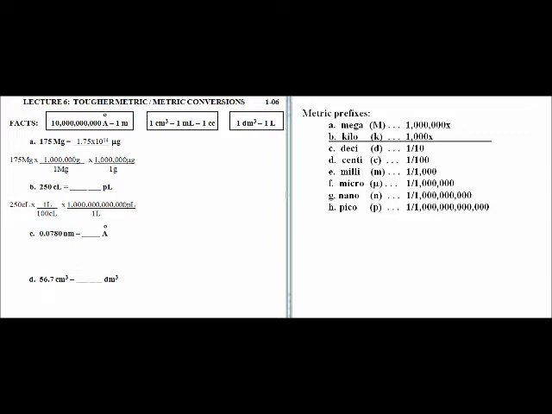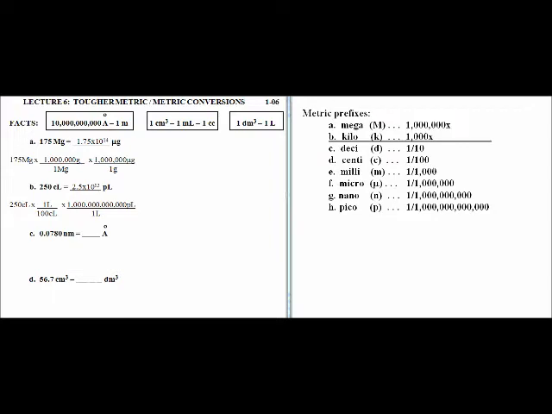You'll see that the centiliters and the liters cancel out. 250 centiliters is equal to 2.5 times 10 to the 12 picoliters. You'll see because we started with 2 significant figures, our answer also has to have 2 significant figures. Our next problem focuses on converting nanometers to angstroms.